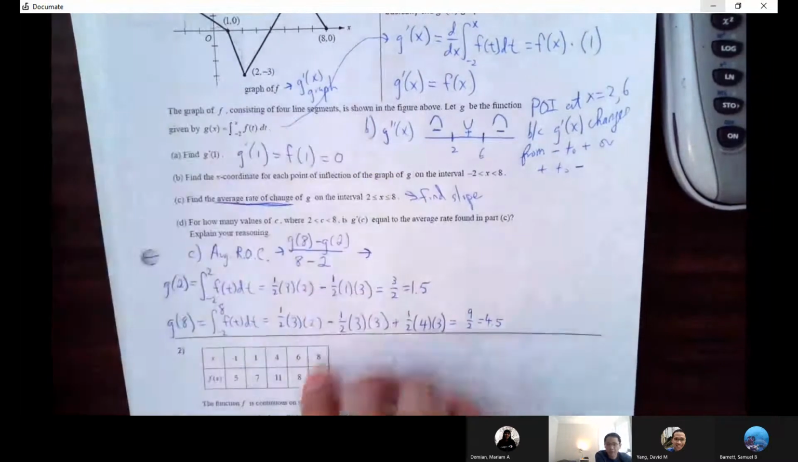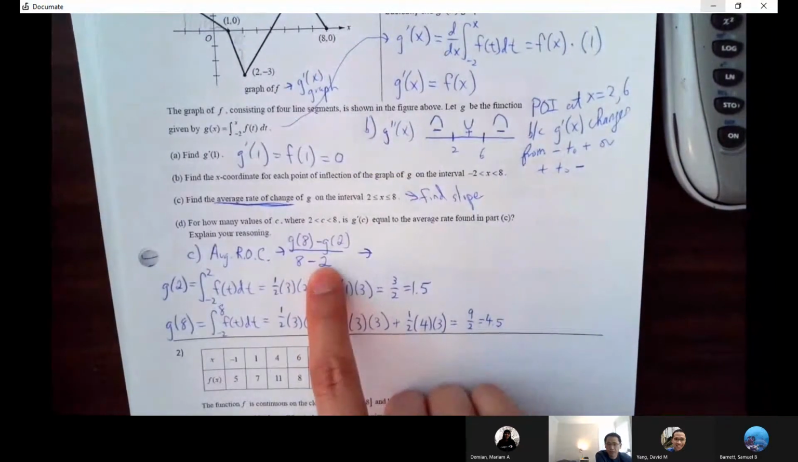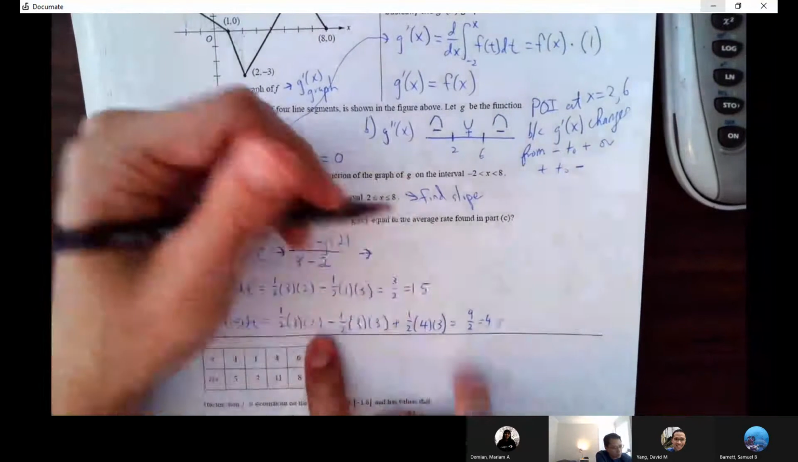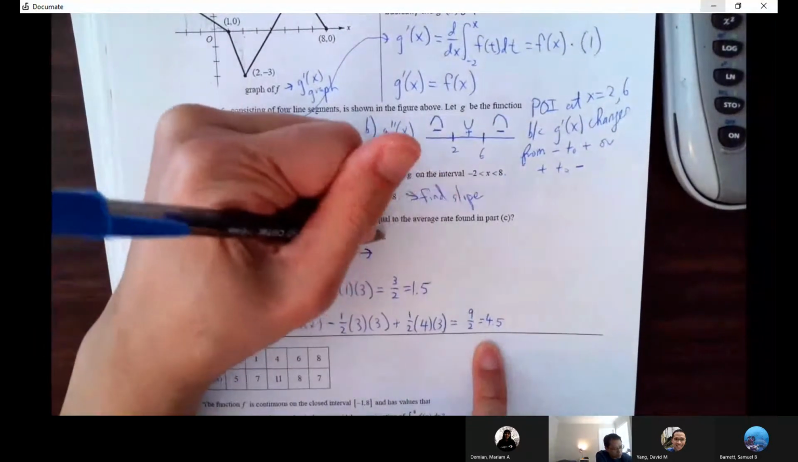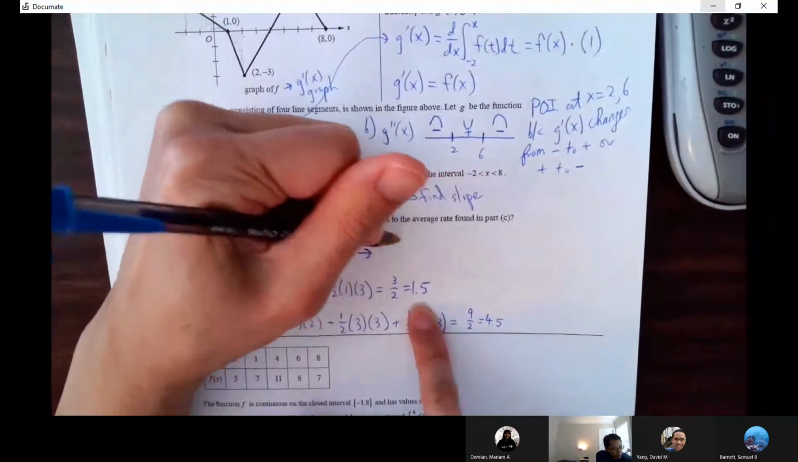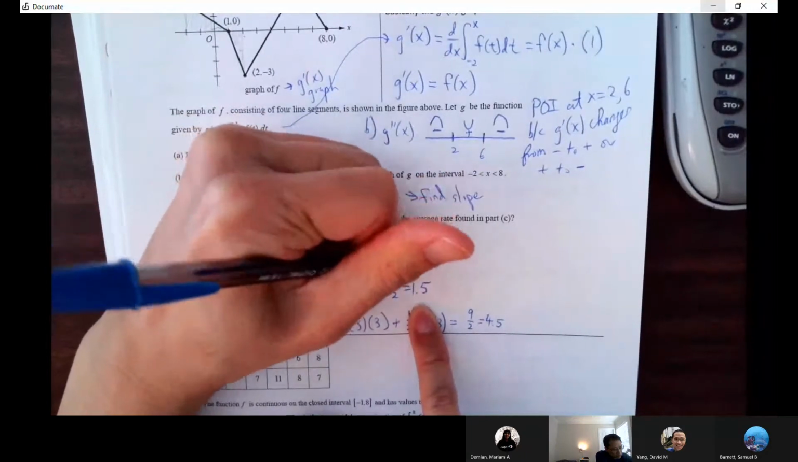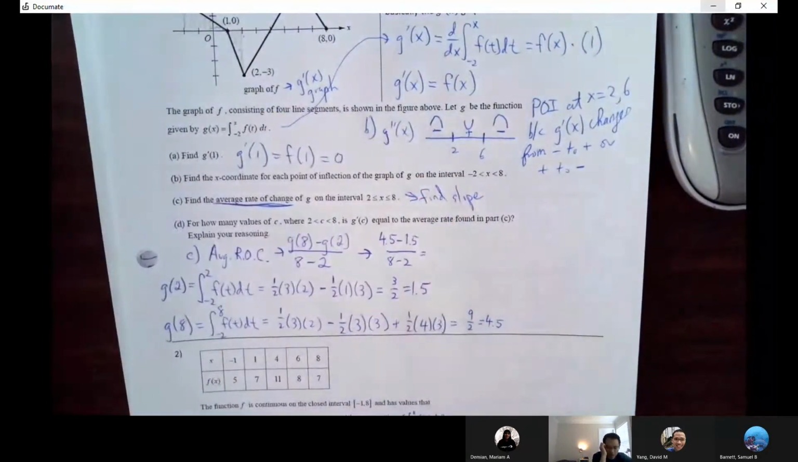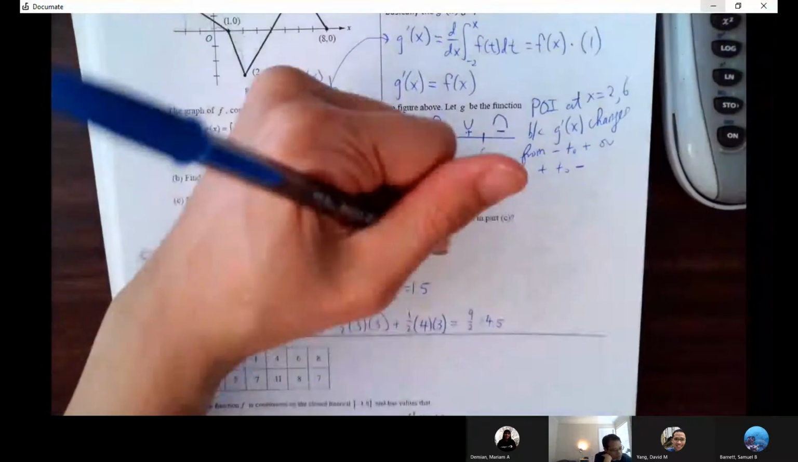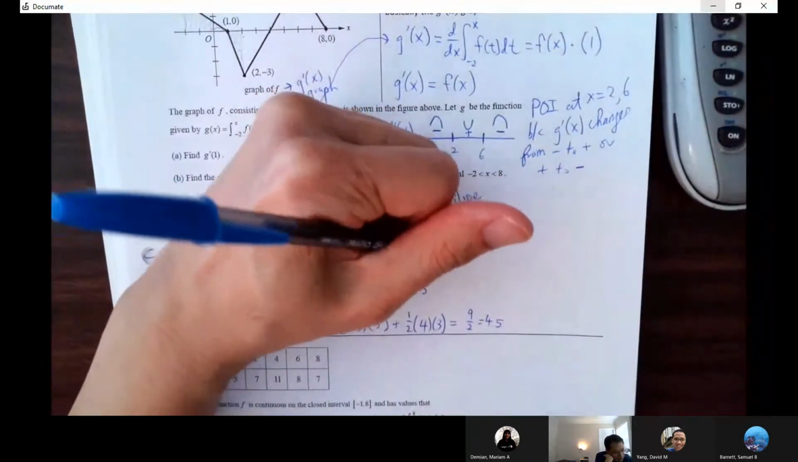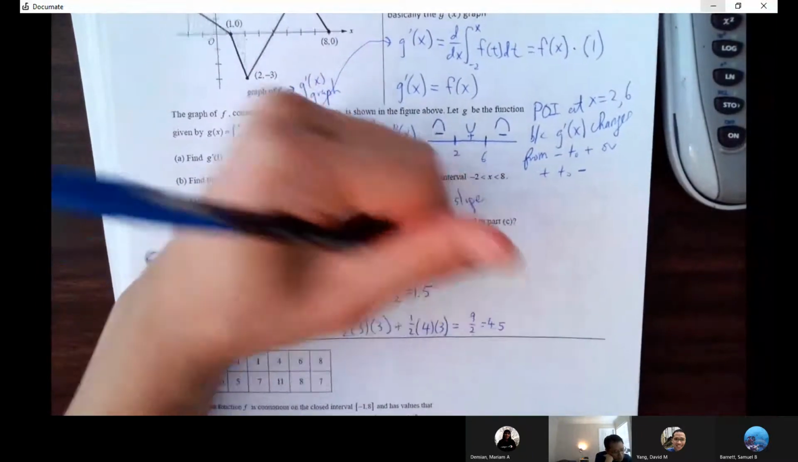So now we have enough information to find the average rate of change. So we say 4.5, that's g of 8, minus 1.5, that's g of 2, over 8 minus 2. So 4.5 minus 1.5 is just going to be 3. 3 over 6 is 1/2. 1/2 is the average rate of change.